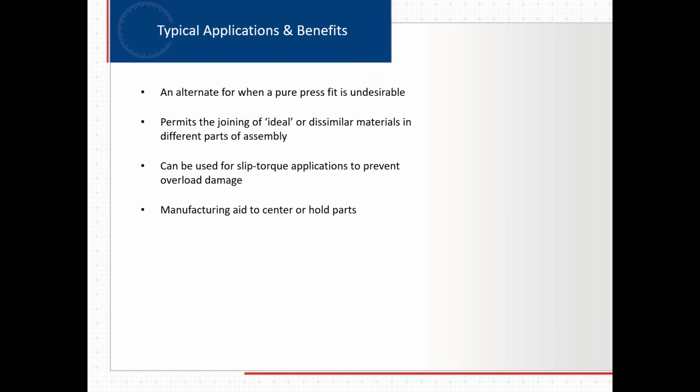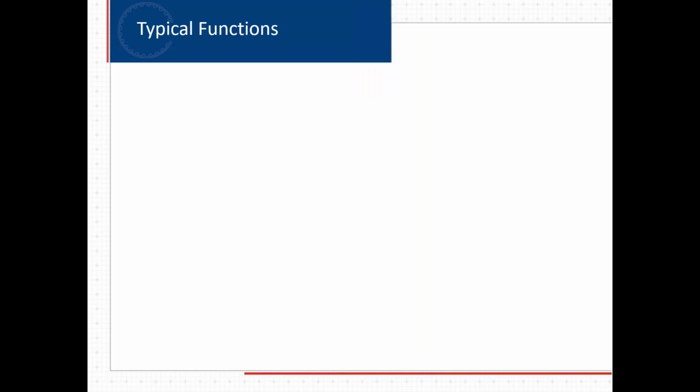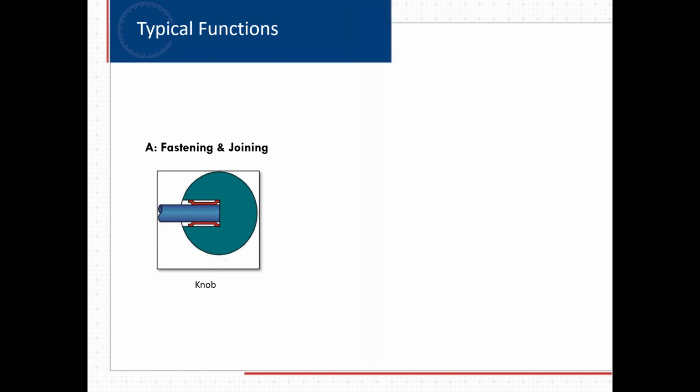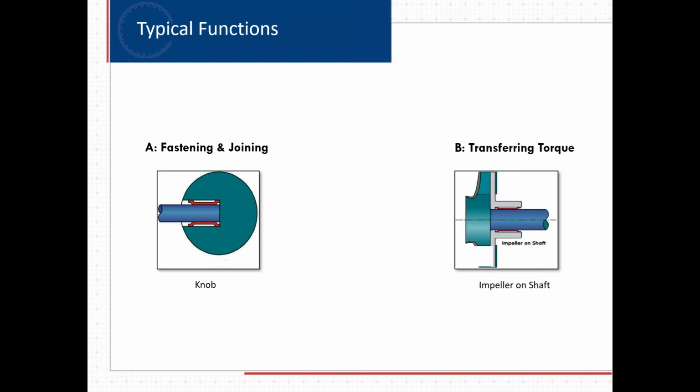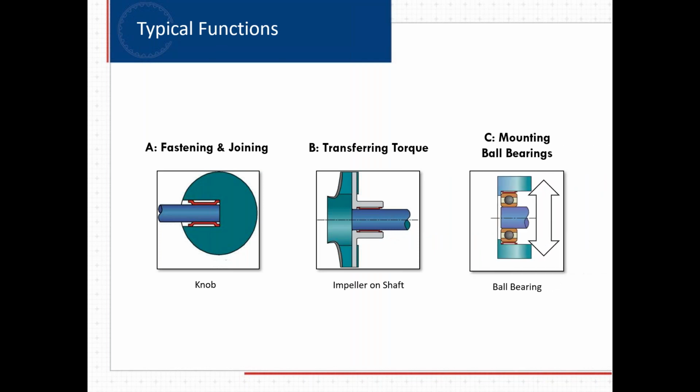They can be used as a manufacturing aid to center or hold parts. And for elastic applications, they can typically handle radial tolerances between about 15 ten-thousandths of an inch for small rings and up to 15 thousandths of an inch for larger rings. Typical functions: fastening and joining, such as a knob mount; transferring torque, such as an impeller on a shaft; and mounting ball bearings. Sometimes the tolerance ring's application overlaps a few of these different categories.